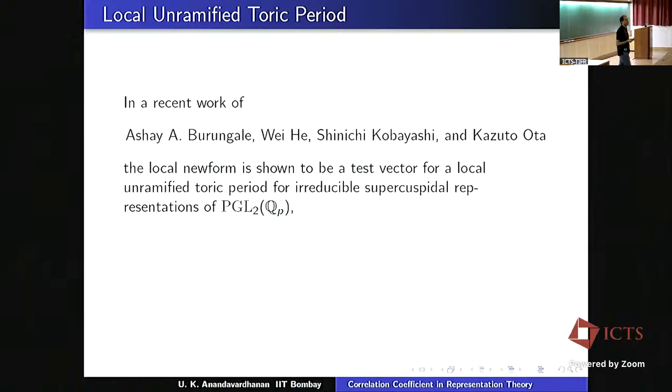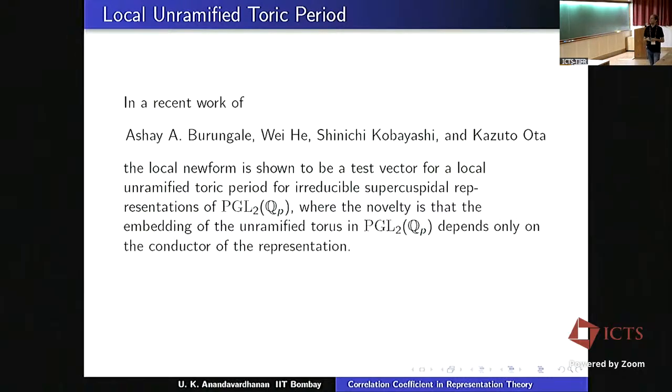But that, of course, is not that difficult, but the novelty of the paper and the way they have to spend some time and some effort is that they can take an embedding of the unramified torus in such a way that it does not depend on the representation, in order to get non-zeroness of the new vector as a test vector, depending only on the conductor of the representation. So if you give me the conductor of the representation, I can fix an embedding so that for all the representations of that conductor, the new vector is a test vector. On the new vector, the answer is non-zero. And that was important for them.